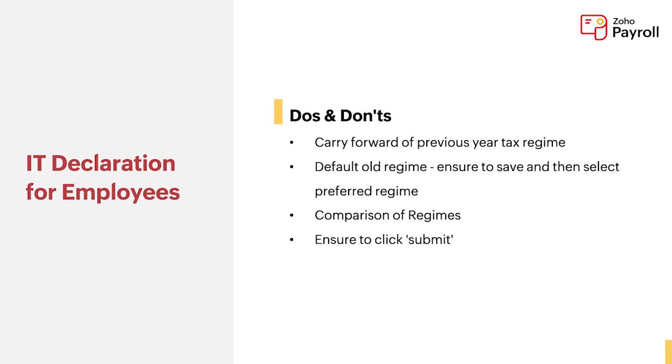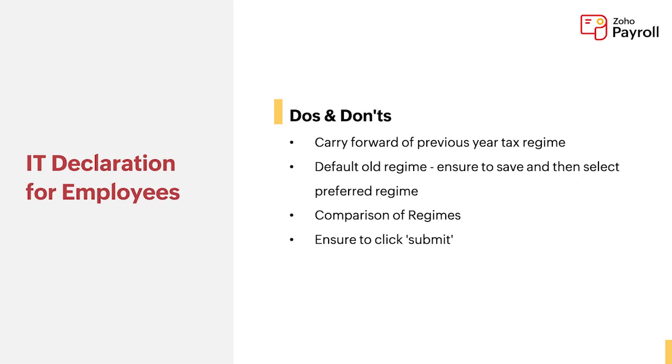Let's now see some of the do's and don'ts surrounding IT declaration. First up, if you have an approved POI in the previous fiscal year, it will be automatically imported to the income tax declaration of the current financial year. And when your employees are submitting their income tax declaration through the self-service page, in the tax regimes option, the default option will be selected as old regime. In this page, you can compare and contrast how the TDS calculation will change based on the regime selection.